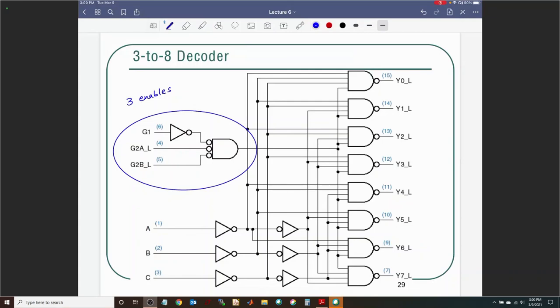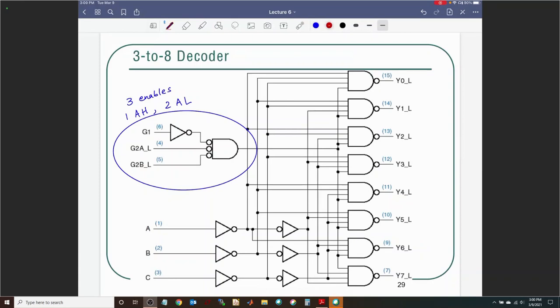All right, so three enables. Are all of them active high? Are all of them active low? What is going on? It looks like one of them is active high, G1 is active high, and two of them are active low: G2A underscore L and G2B underscore L. So those are two active low enables. One of them is active high with G1. That's as far as enables are concerned and their active level.